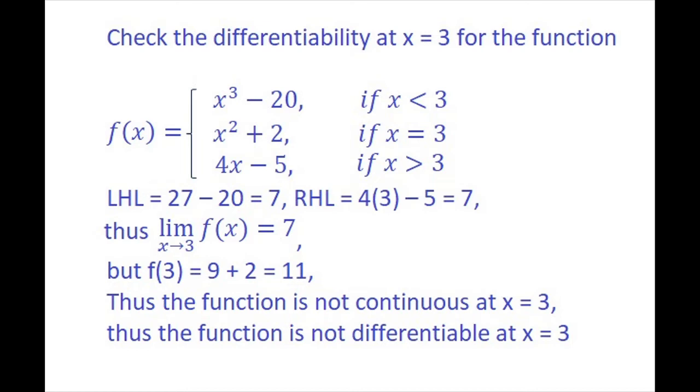x square plus 2. Intentionally I made it x square plus 2. It would have been x square minus 2. If it is x square minus 2, the function would have been continuous. Then you need to go for the differentiability to test the differentiability. But here f(x) is x square plus 2. Thus f(3) is 3 square, 9 plus 2, 11.